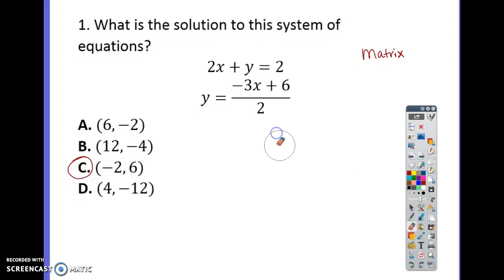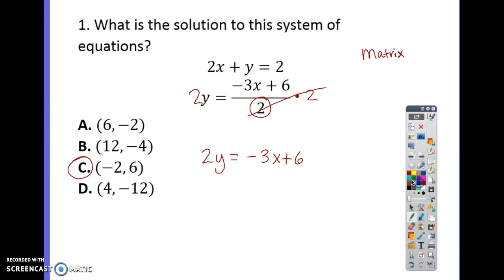Okay, let's say you want to do it by matrix. The top one is ready. I have 2x plus y equals 2. The bottom one is not ready. So the first thing I need to do is get rid of that 2 by multiplying both sides by 2. You multiply both sides by 2. So that gives you 2y equals negative 3x plus 6.